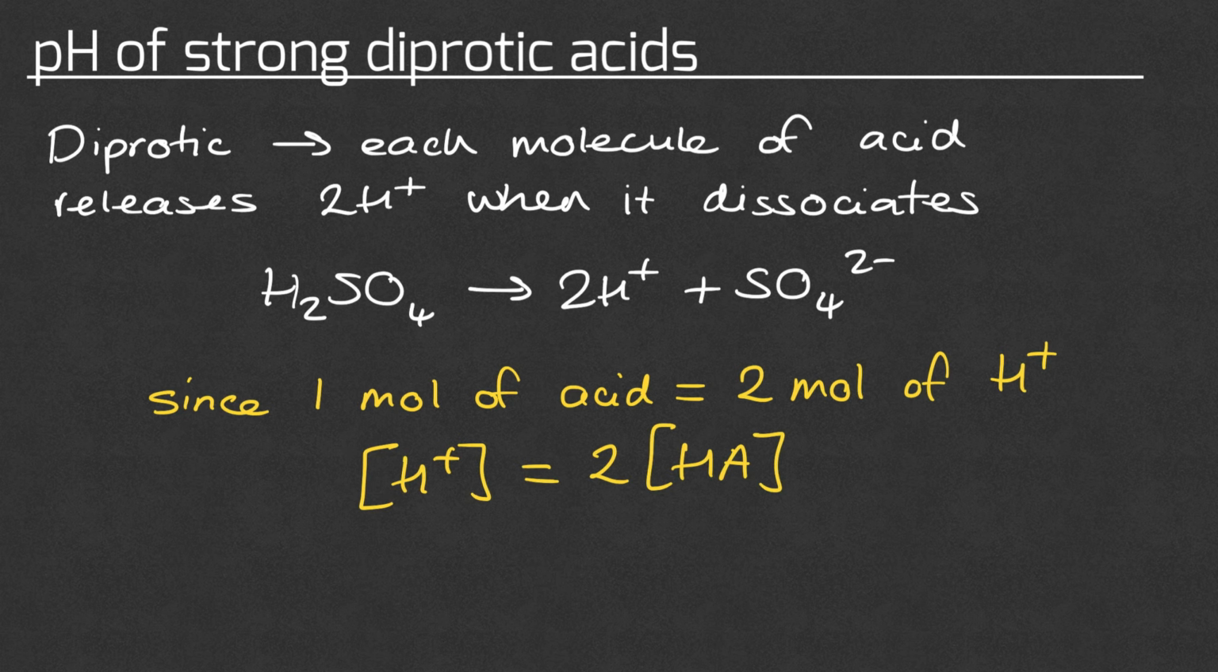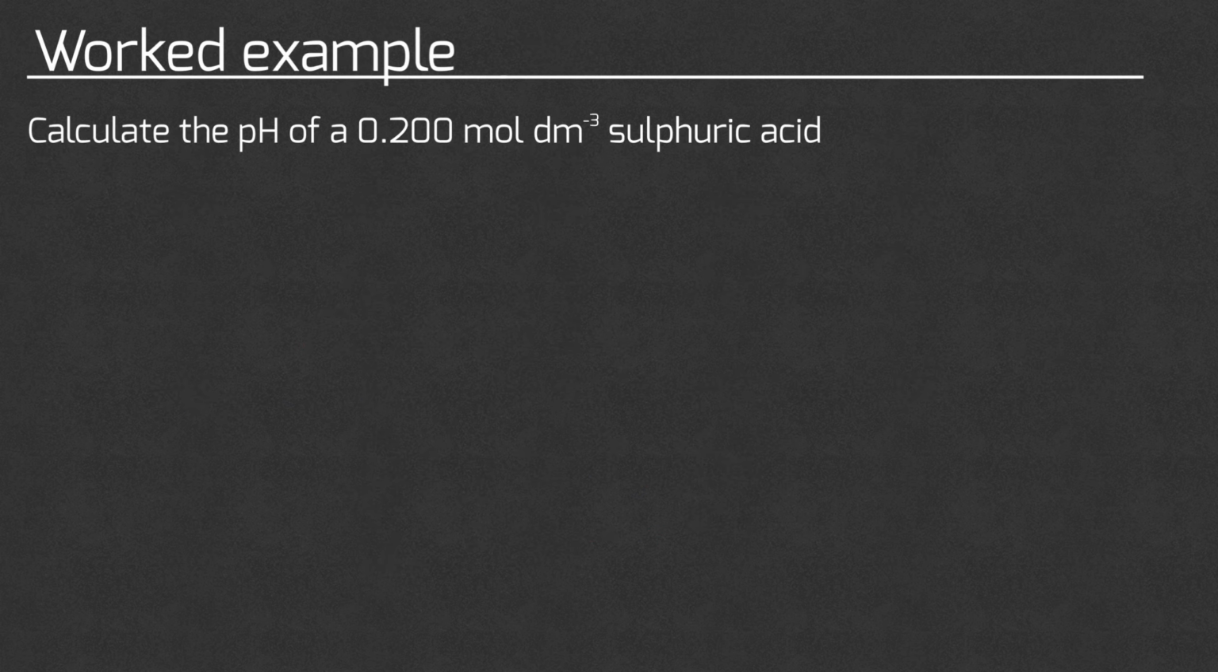So since 1 mole of the acid will produce 2 moles of the hydrogen ions, this means that the concentration of the hydrogen ions is equal to twice that of the acid. So for example, if we had 0.1 moles of the acid, that means we must have 0.2 moles of hydrogen ions. We can do diprotic acids just the same as monoprotic acids, just being careful to take into account the ratio of the acid to the hydrogen ions that we looked at a moment ago.